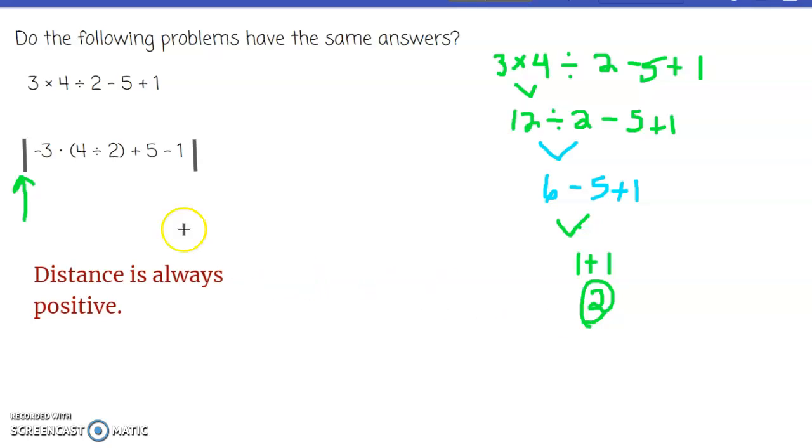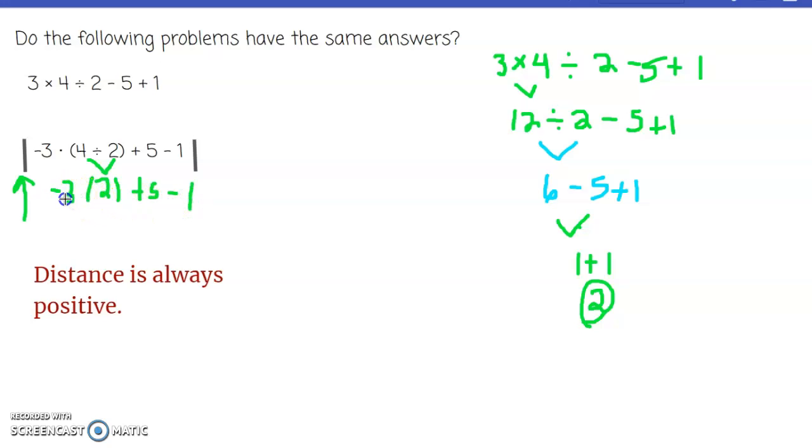So let's try to look at this second one. Now remember, we do have those absolute value bars, but we are still going to follow the order of operations. First thing we are going to do is the parentheses. 4 divided by 2 is 2. I'm going to bring down every other value that we have not used yet, every other term.